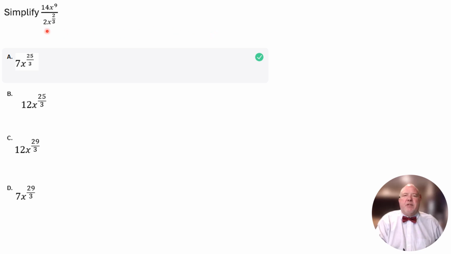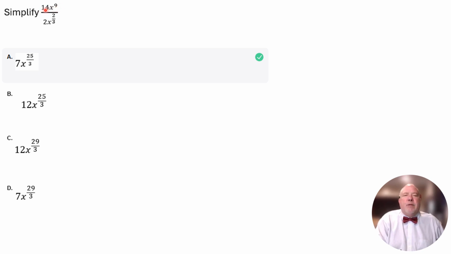So we're given an expression here and asked to simplify this. This is division, and we have powers involved here. One important thing, and this is what trips up a lot of students, is to recognize this exponent. So in the numerator, this exponent of 9 is only on the x. It's not on the 14.